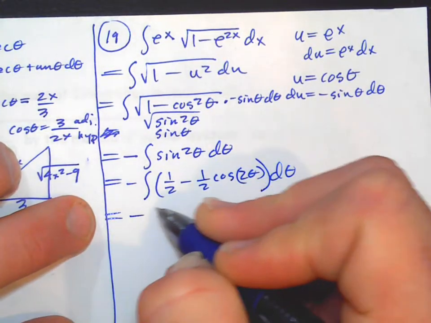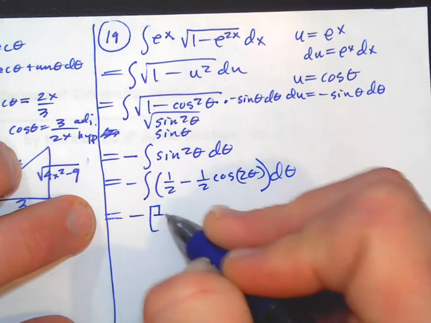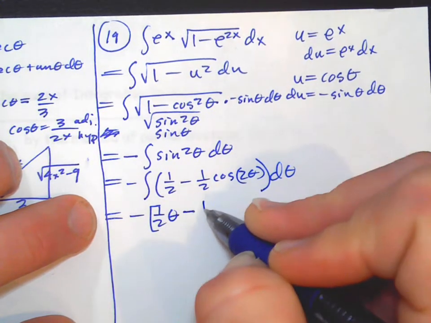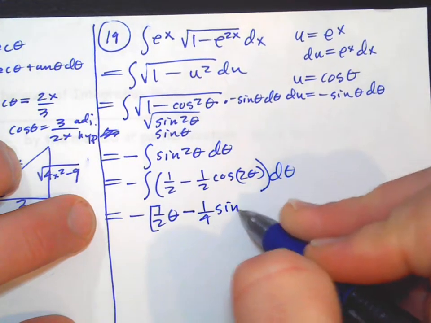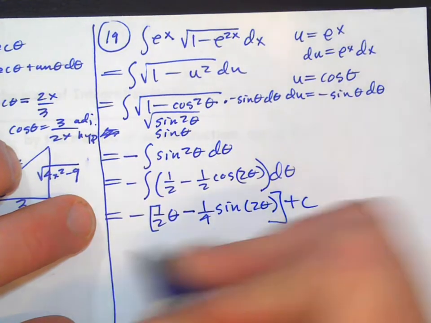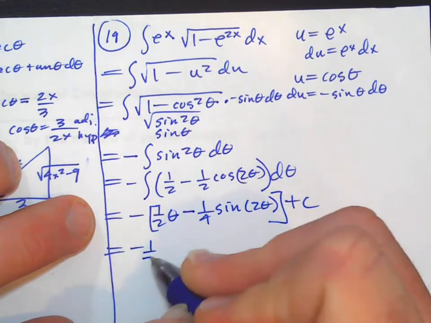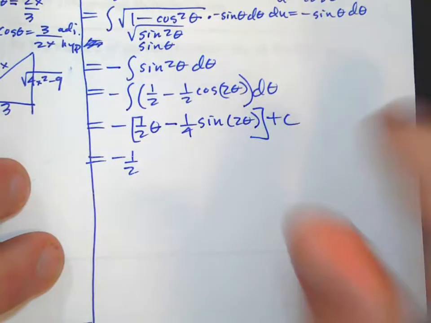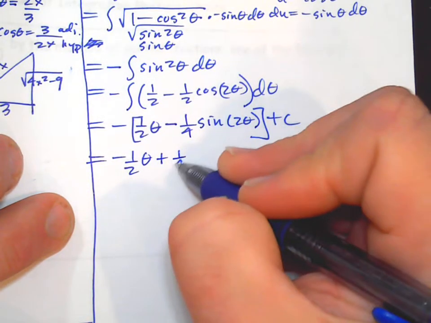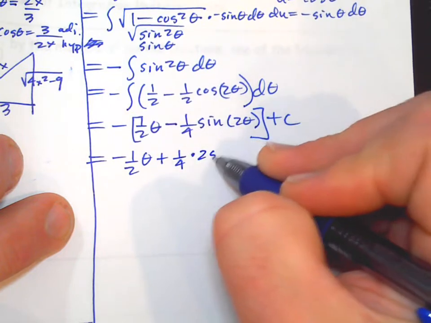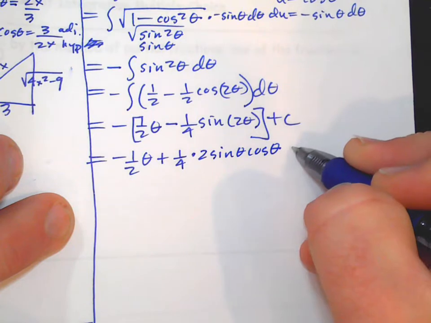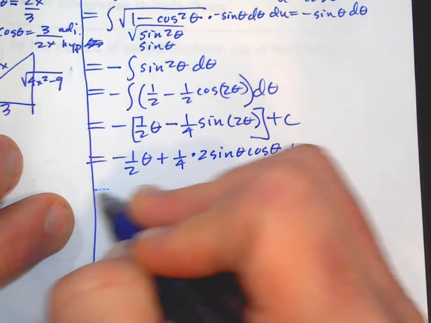And then, so the answer here is going to be 1/2 theta minus 1/4 sine 2 theta plus c. So now we're going to rewrite this as plus 1/4. This is going to be 2 sine theta cosine theta, the double angle identity for sine, just so we can figure out what this is.